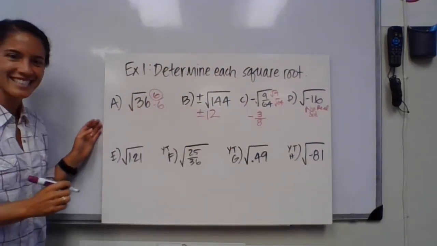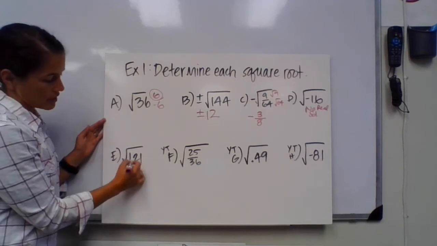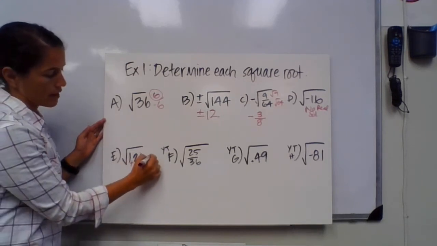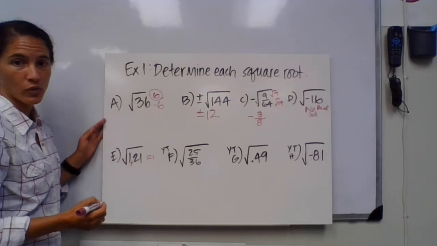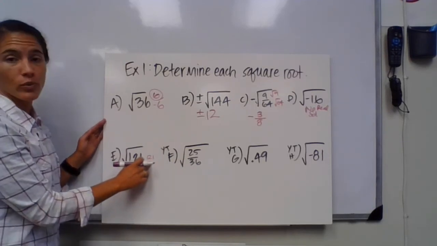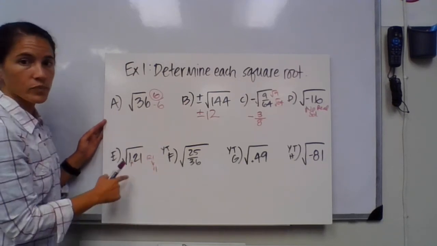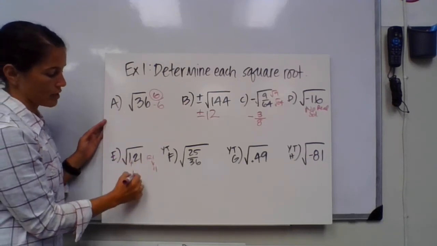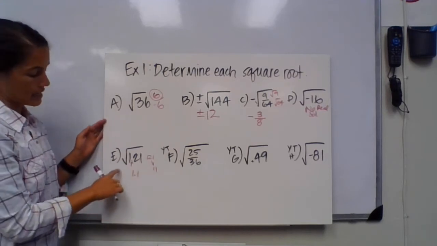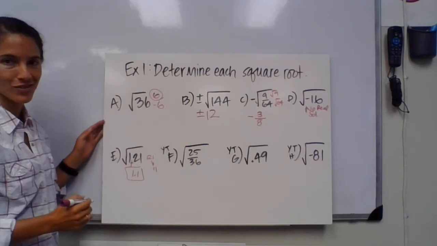All right, letter E, the square root of 1.21. So you see this decimal right here. It's kind of like the number 121, but we have a decimal in it, and so you're going to treat it the same way. The square root of 121 is 11. So the square root of 1.21 is 1.1. And again, there's no sign out here, so we're just going to give the positive answer.